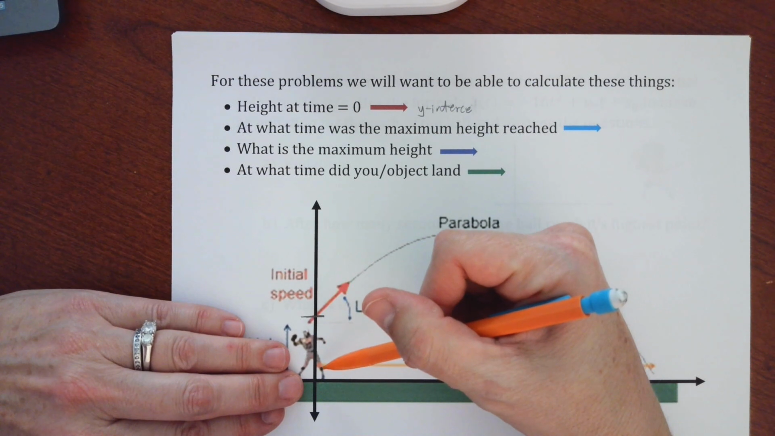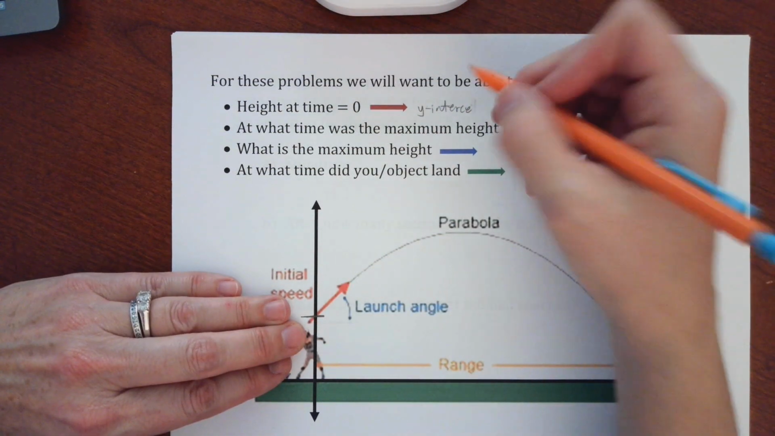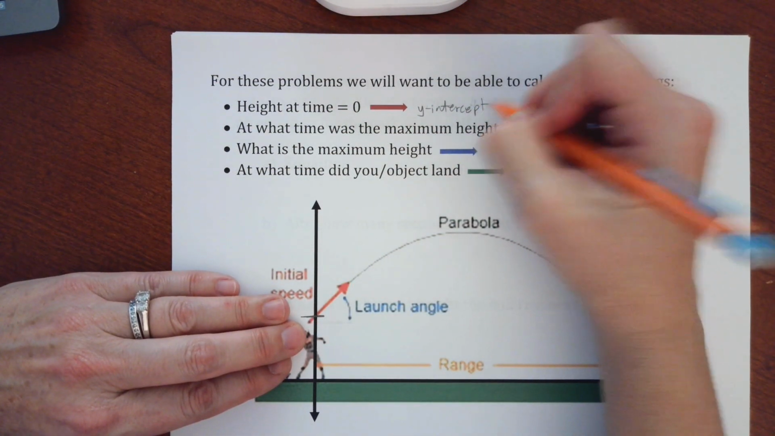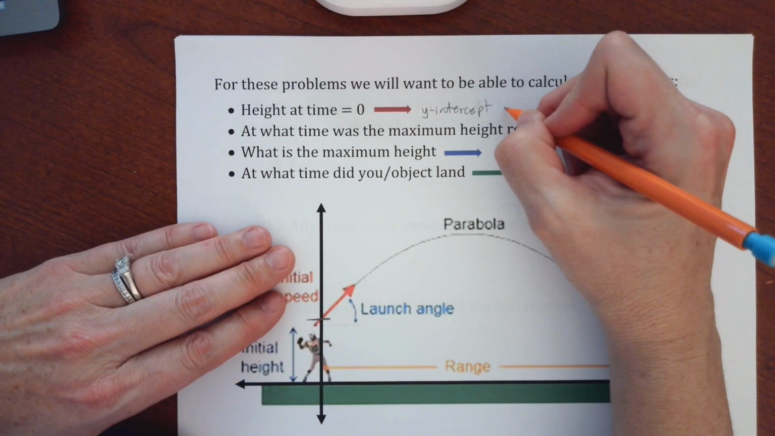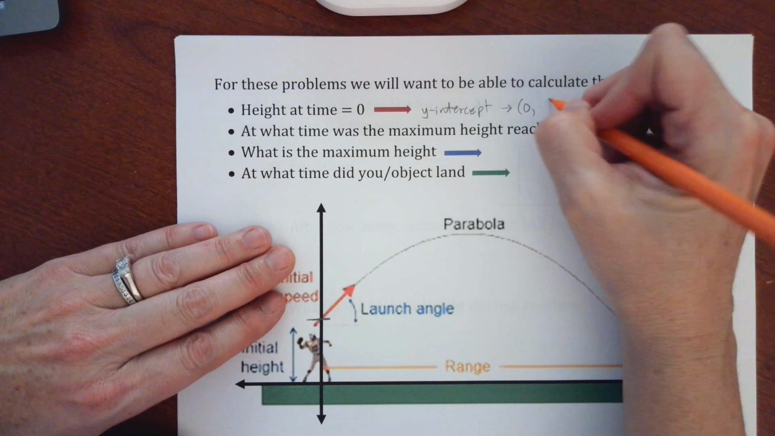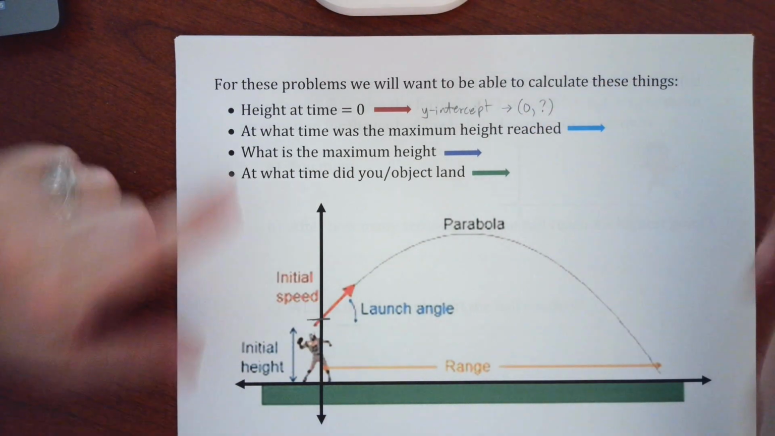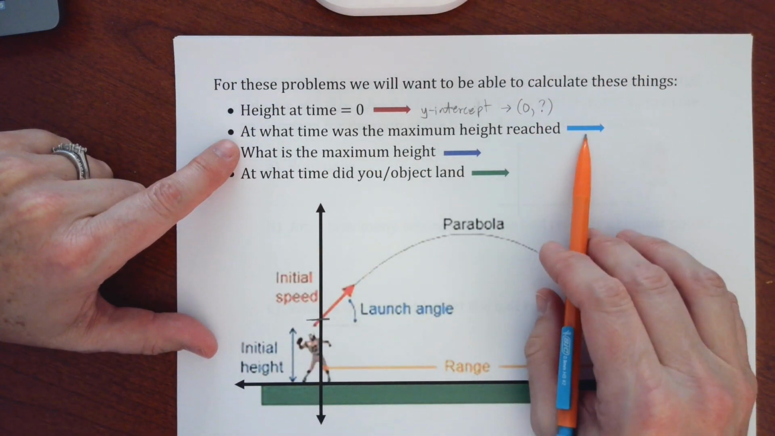Because that's when the time is starting, and we're starting from there, and so that's our height at time 0. So basically, we're going to plug in 0 for the t value. So we're going to get 0 something, right?